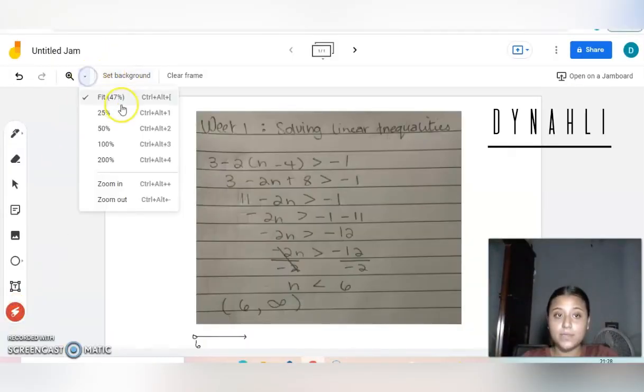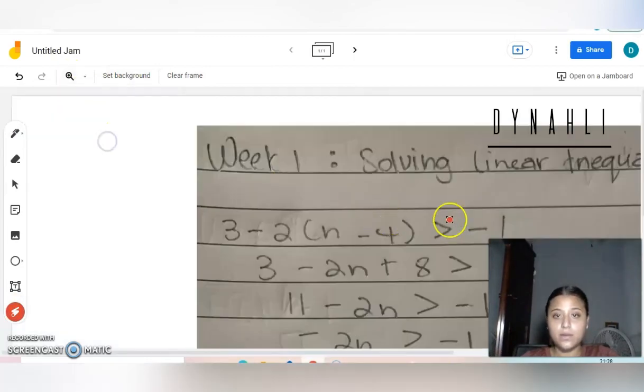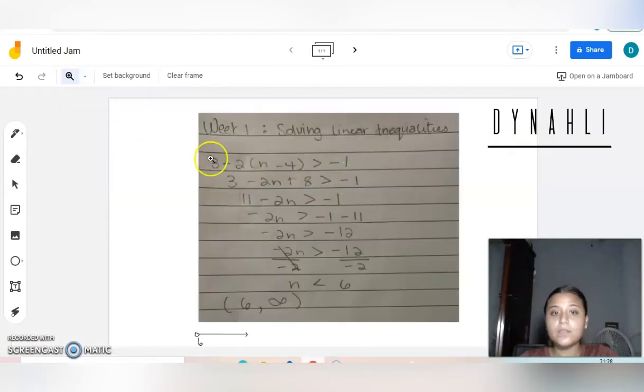My name is Dynahli Romero, and I will be presenting on solving linear inequalities. So the problem I chose is 3 minus 2 open bracket n minus 4 close bracket is greater than negative 1. So first you start by distributing.